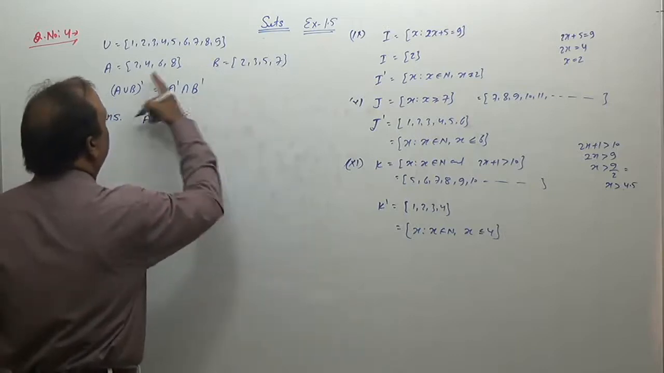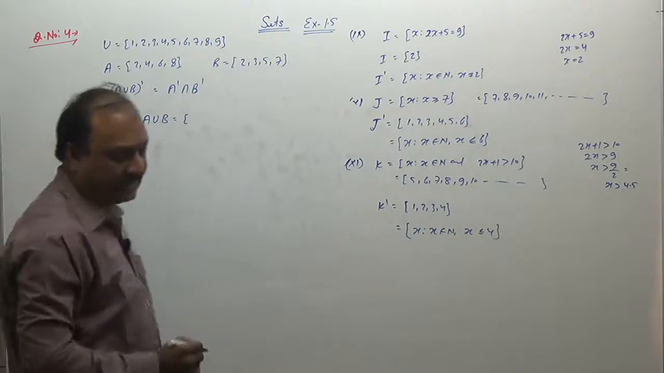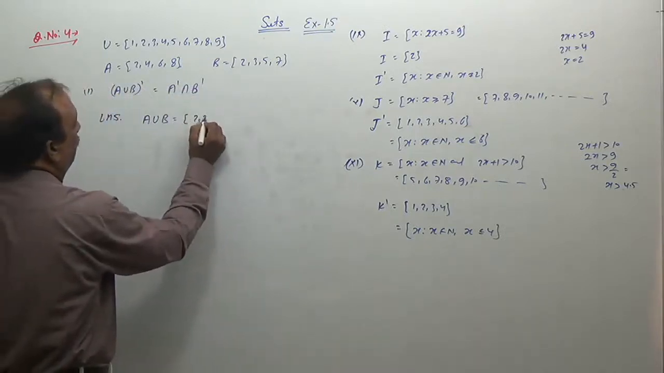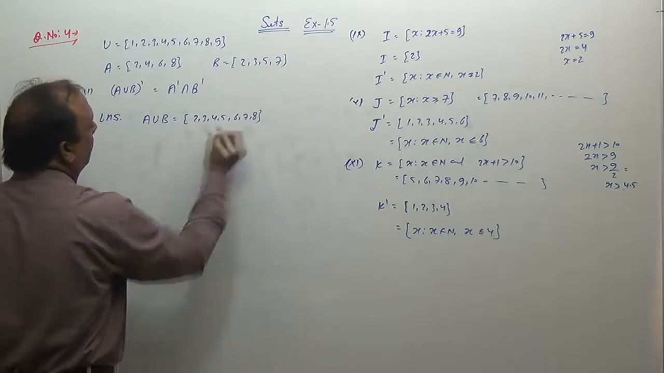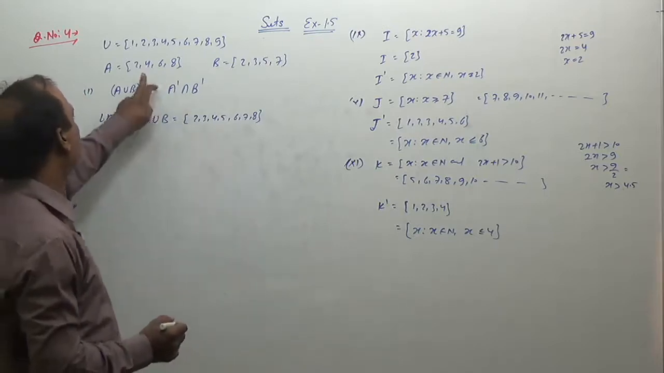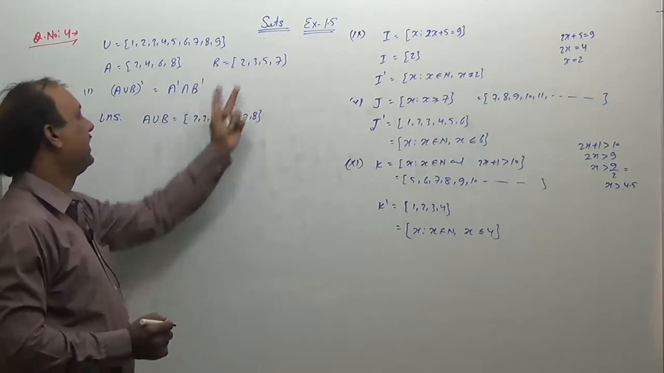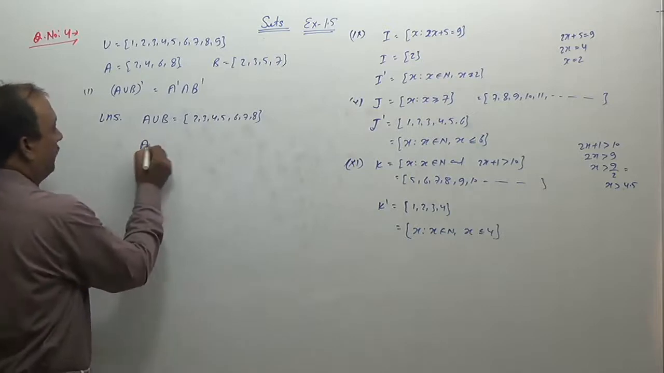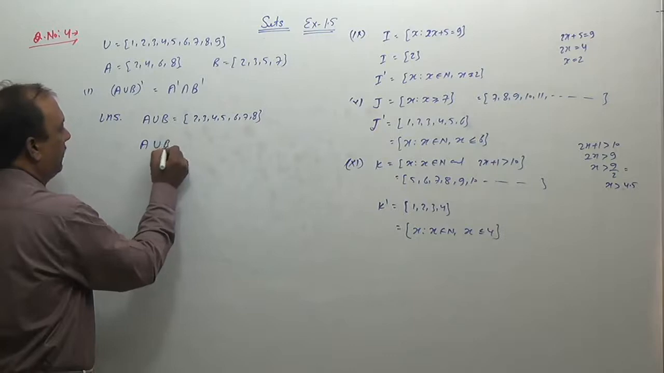So A union B is a set which contains the elements of set A as well as elements of set B, that is 2, 3, 4, 5, 6, 7, 8. So A union B is the set which contains all elements of set A as well as all elements of set B. इसमें सारे element A के आ जाते हैं, सारे element B के आ जाते हैं. Now find out its complement. अब इसका आप complement find out करें.